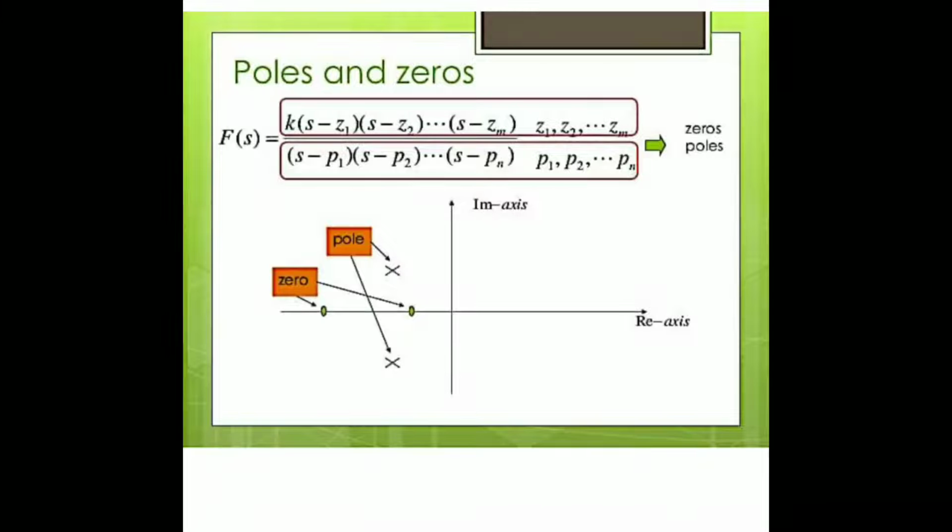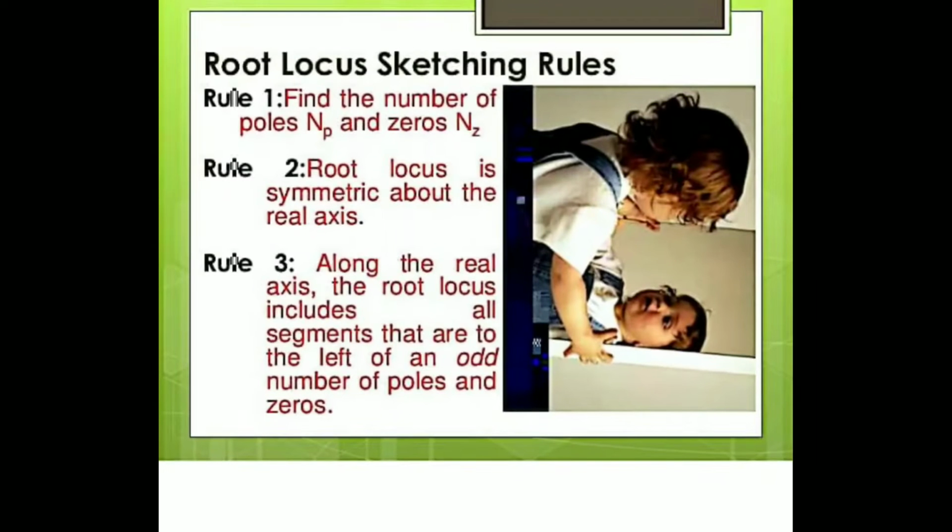First of all, the open loop transfer function is given in this format, where the numerator's roots are zeros and the denominator's roots are poles. The poles and zeros are represented by special symbols. A pole is represented by a cross symbol and a zero is represented by a small circle. There are specific rules for root locus sketching. This root locus has some predefined rules.